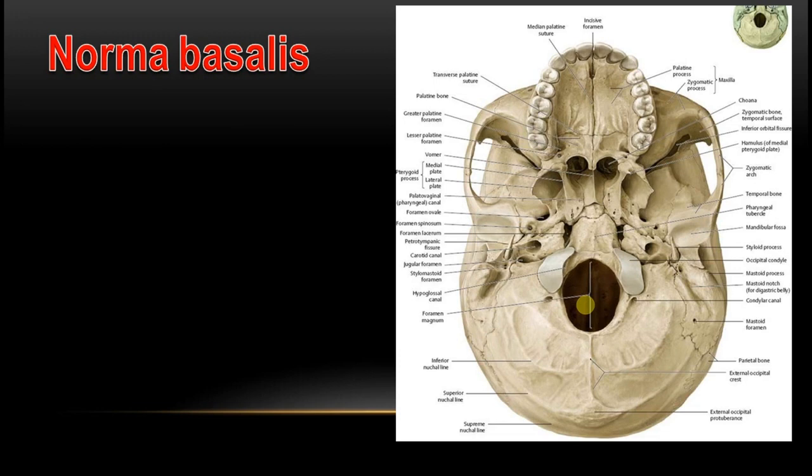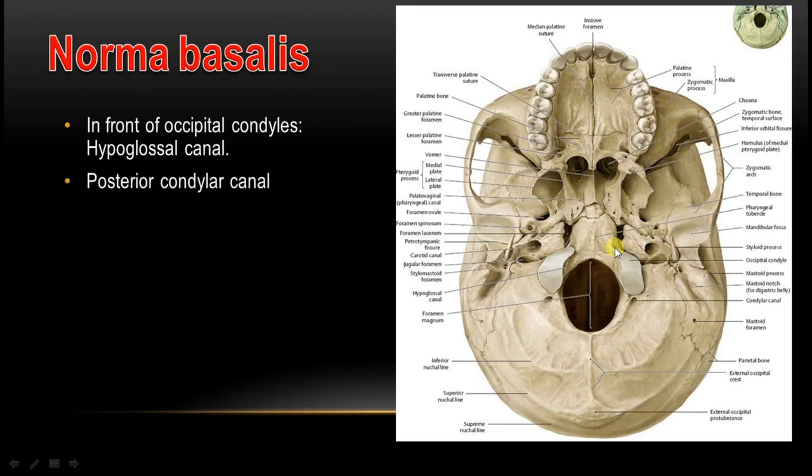Then on either side, in front of the occipital condyles you see the anterior condylar canal or hypoglossal canal, which transmits the hypoglossal nerve or the 12th cranial nerve. Then the posterior condylar canal transmits the emissary veins. Then on either side you see the jugular foramen.